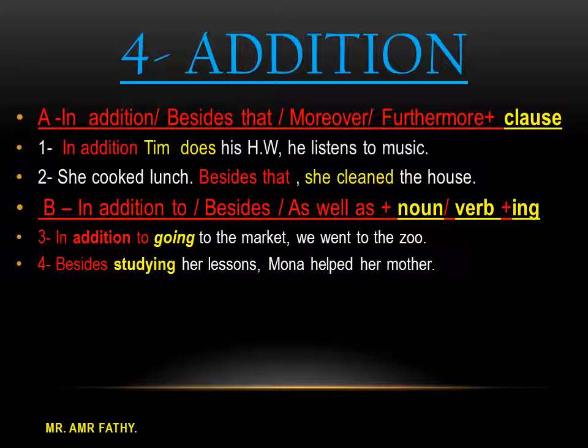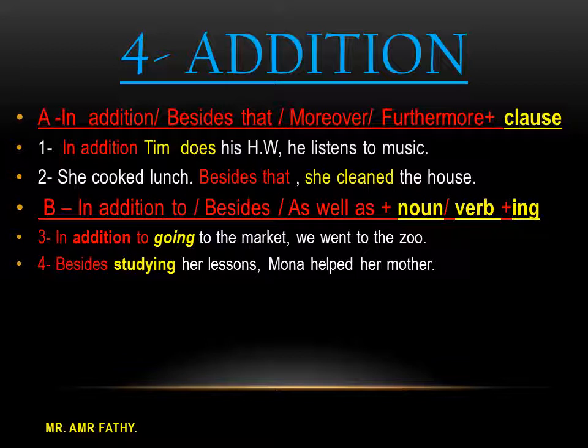Also look at number 4. Besides studying her lessons, comma, Mona helped her mother. Besides studying her lessons, Mona helped her mother. So as I said before, when I use besides, you should use after besides verb ing or what? Or noun. So the sentence will be like this. Besides studying her lessons, Mona helped her mother.